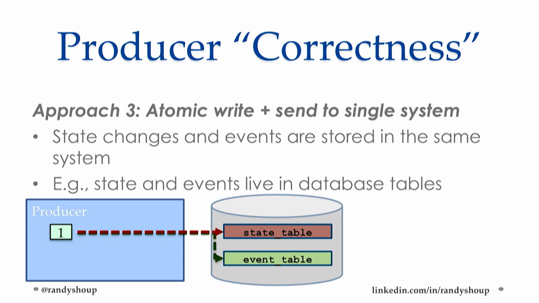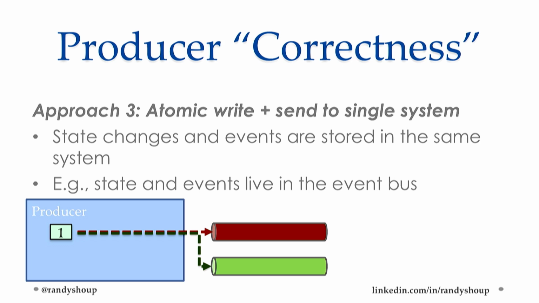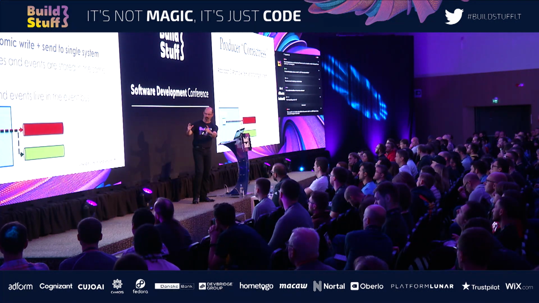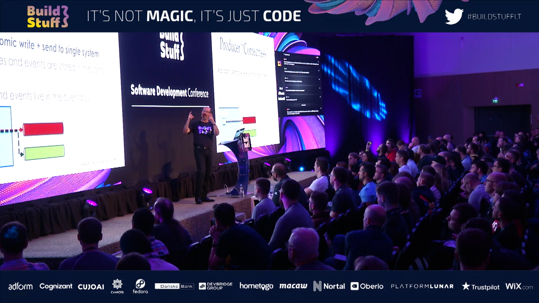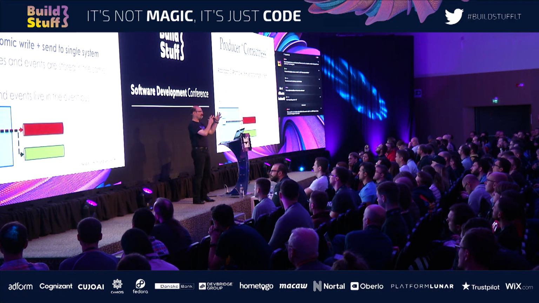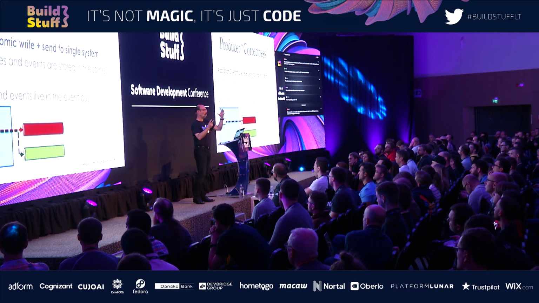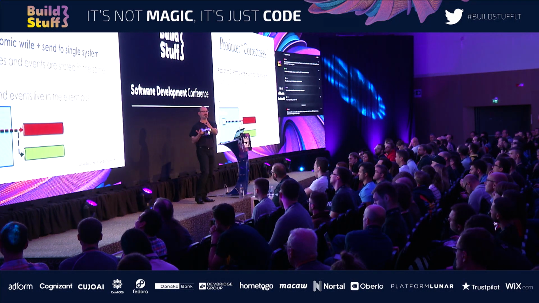Okay. The next approach is if that single system happened to be the event bus itself. So the state changes and events are both living in the event bus, and you could imagine using Kafka or some other persistent log mechanism as your database storage itself, if you're going to do event sourcing or something like that. And then people are listening on those events. So again, do you see that this is the same idea, where either the database is both the data storage and the event mechanism, or the event bus is the data storage and the event mechanism?